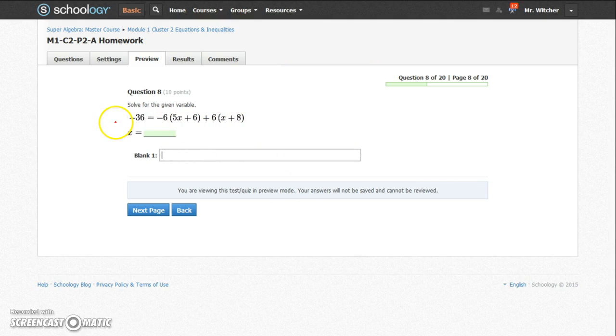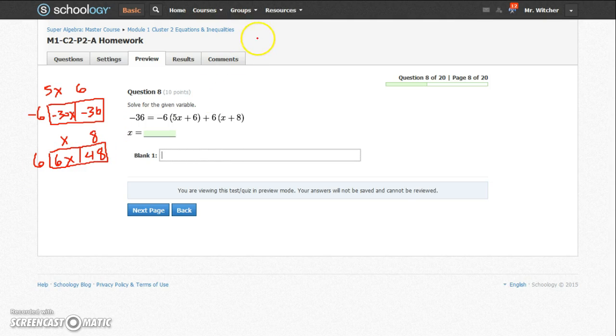I have two distributions again, so I'll begin by setting up my boxes. Negative 6 will be distributed by 5x and 6. Negative 6 times 5x is negative 30x. Negative 6 times 6 is negative 36. I set up my second distribution box, 6 times x plus 8. This is also called the area model. If you see these boxes being used in the future, it's also called the area model. 6 times x is 6x. 6 times 8 is 48.